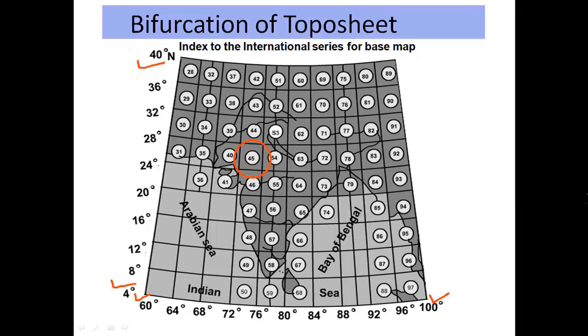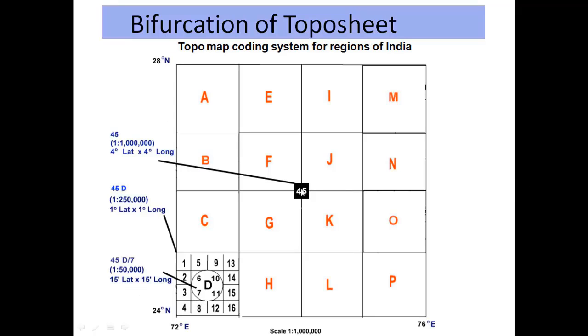Now India as such has been marked very well in terms of mapping work. Our area of interest is 45. Now 45 has been zoomed further. For 45, the scale is 1 to 10 lakh and the latitudinal and longitudinal extent is 4 degree by 4 degree, meaning 72 to 76 degree east. 45 can be further bifurcated into 45D. Now what is 45D? The scale is 1 to 2,50,000, one-fourth of 45, 1 degree latitude by 1 degree longitude.